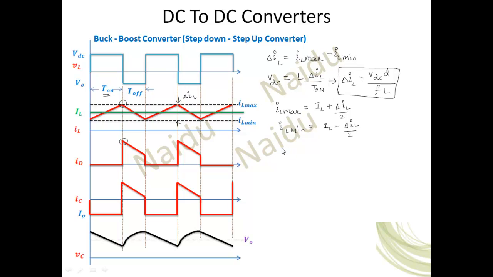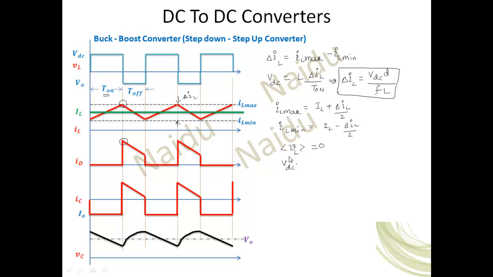You can calculate the V average using one concept: the average value of the inductor voltage is 0 for a periodic current. Yes, this inductor current is periodic. You can take the area under this curve divided by the time period. What is the area under this curve? You can take it as VDC into T on.